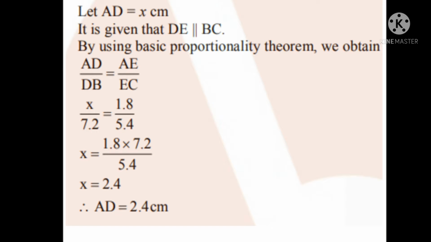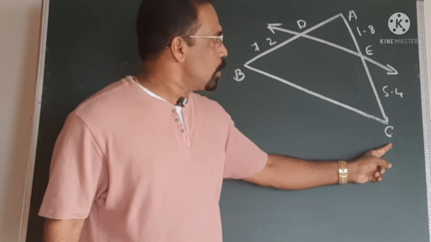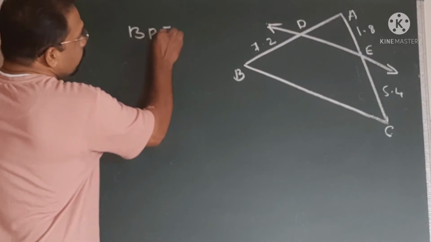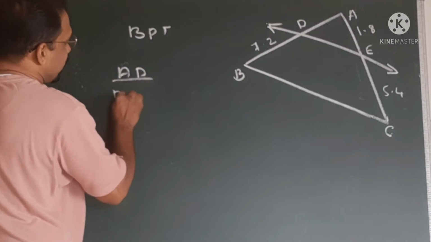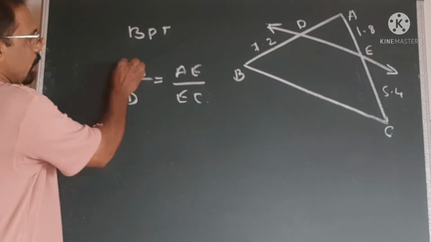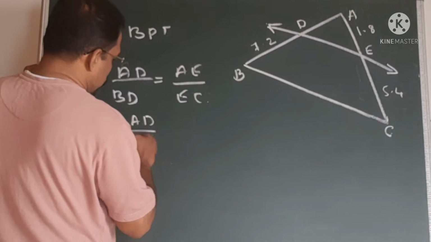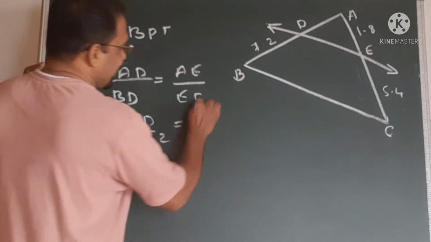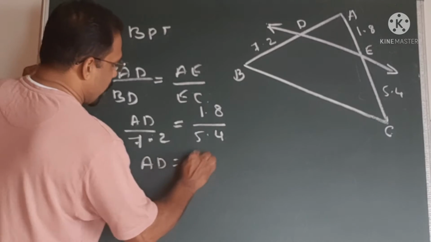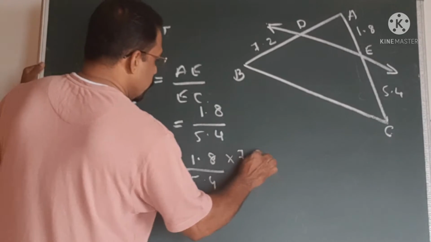So, let us do question number 2. Here also DE is parallel to BC, that is already given to us. So, we can apply the basic proportionality theorem. AD by BD is equal to AE by EC. We have to find out the value of AD. AD divided by 7.2 is equal to AE, which is 1.8, divided by 5.4. Therefore, AD is equal to 1.8 divided by 5.4 into 7.2.